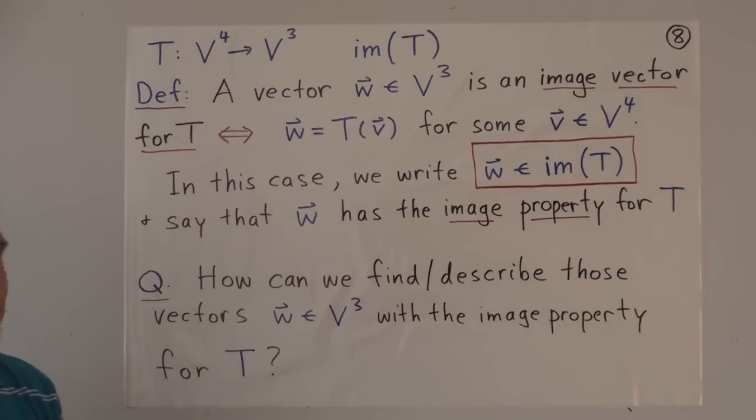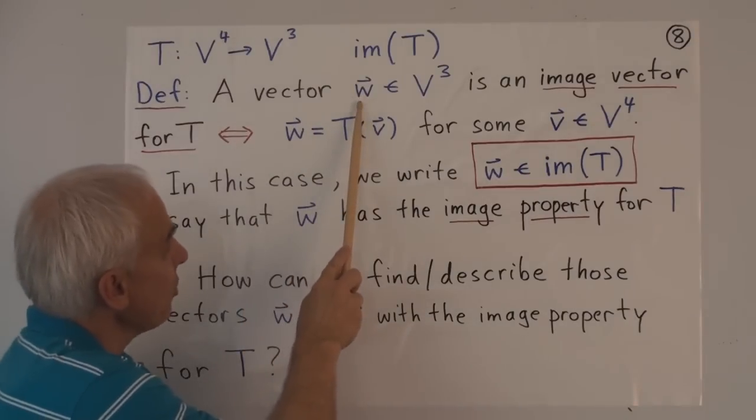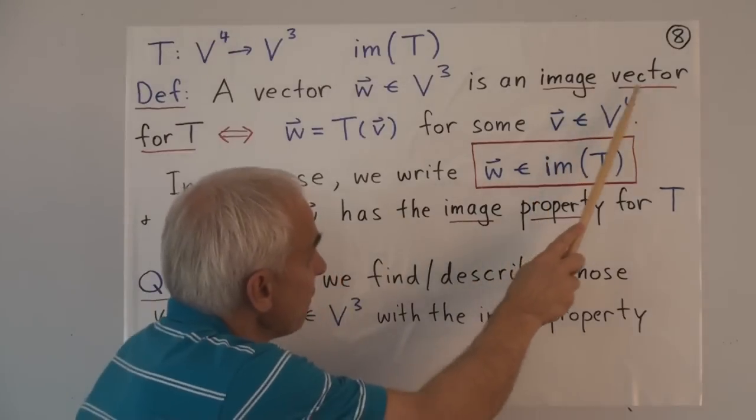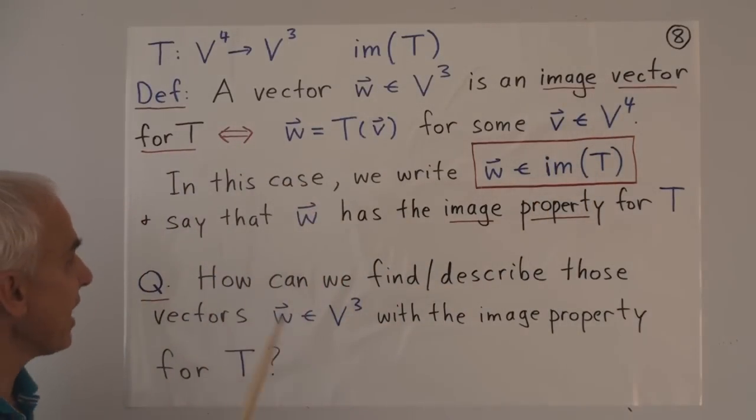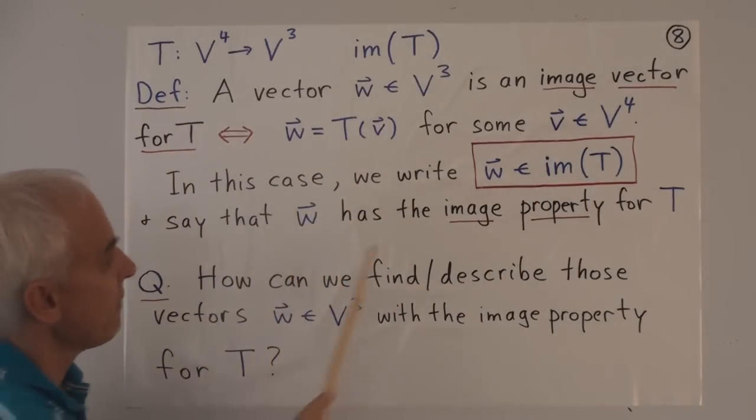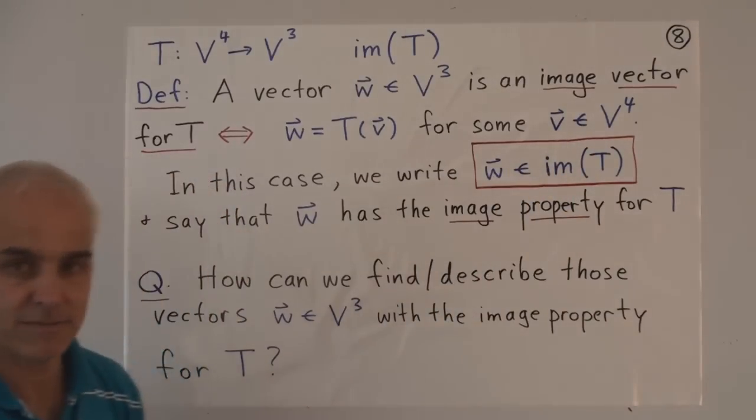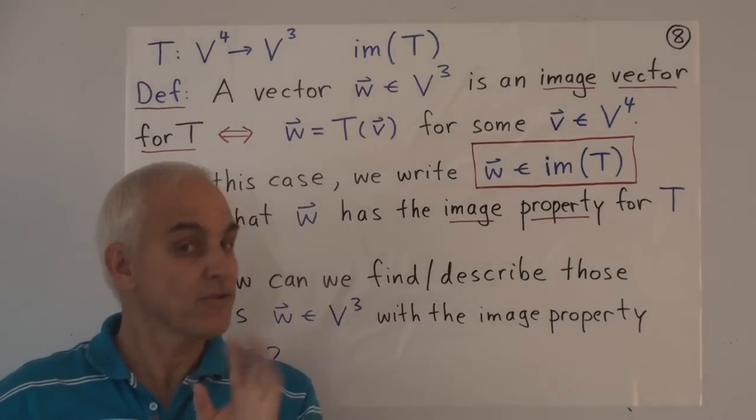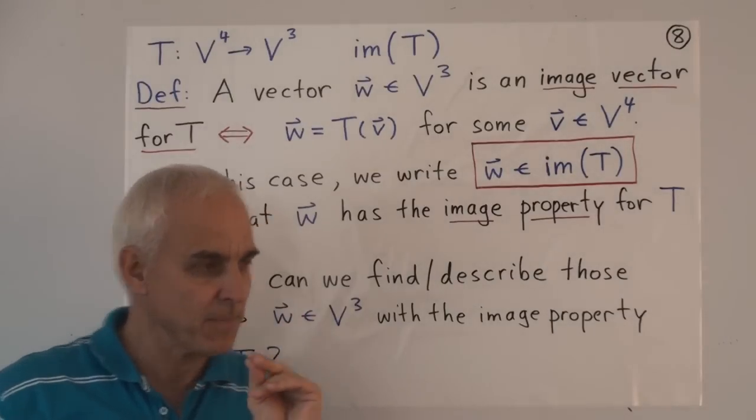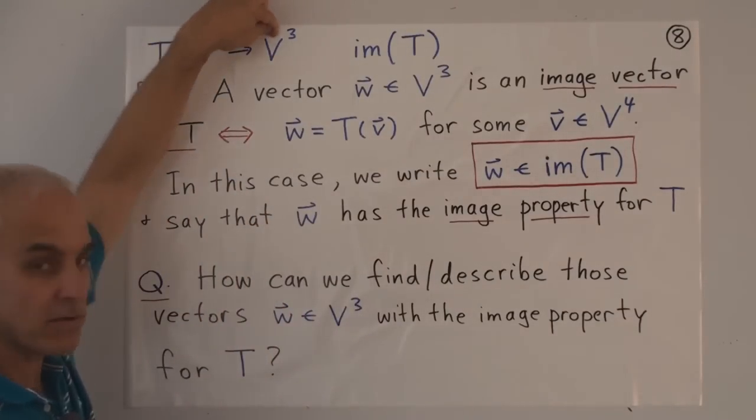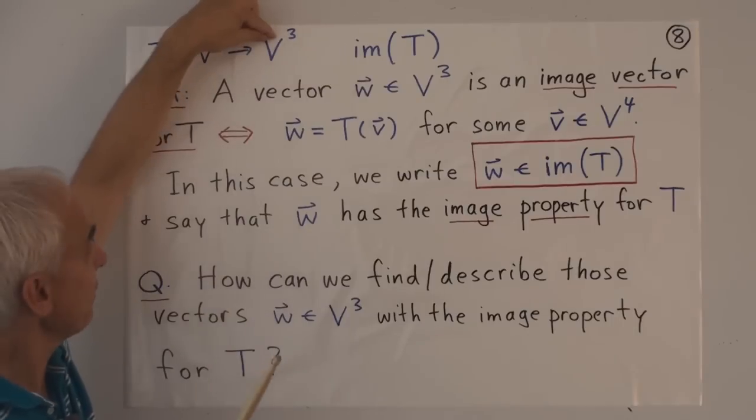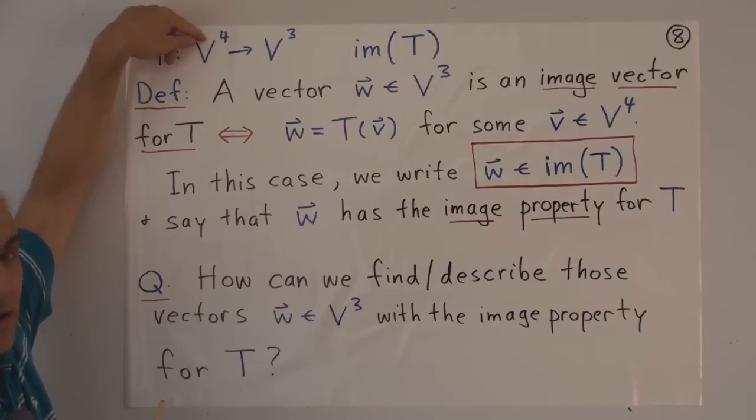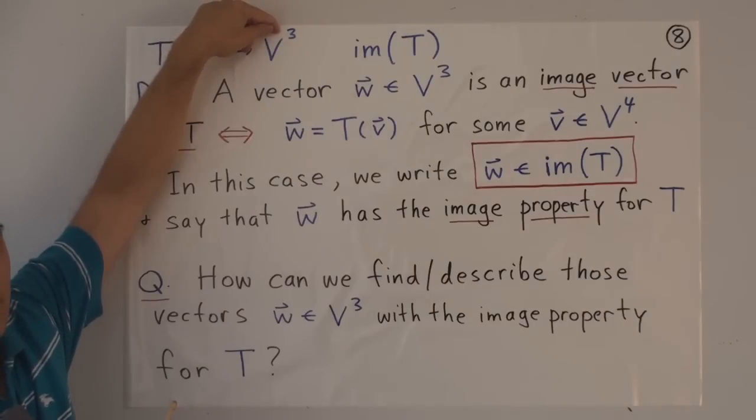Here's the official definition. A vector W belonging to V3, belonging to this final space, is an image vector for T precisely when W equals T of V for some V in four-dimensional space. It's a little bit more complicated than the kernel definition, so you have to study this definition rather carefully. It's saying that a vector in here, let's call it W, is an image vector for T precisely when there is some vector V in here which is sent to W by the transformation T.